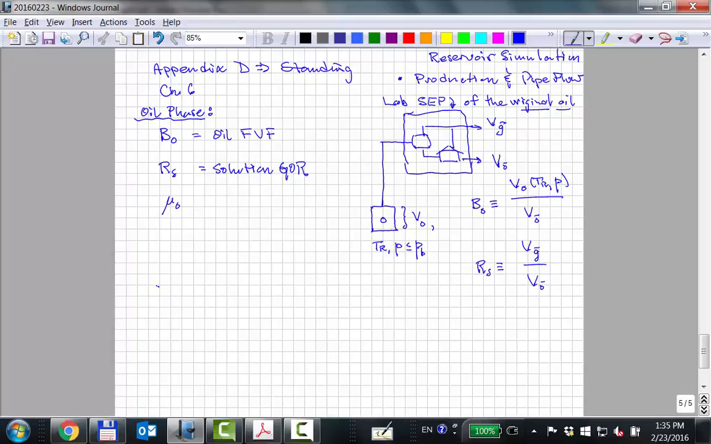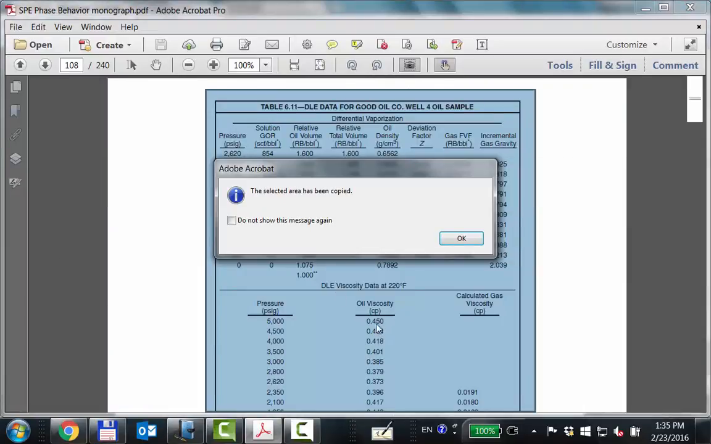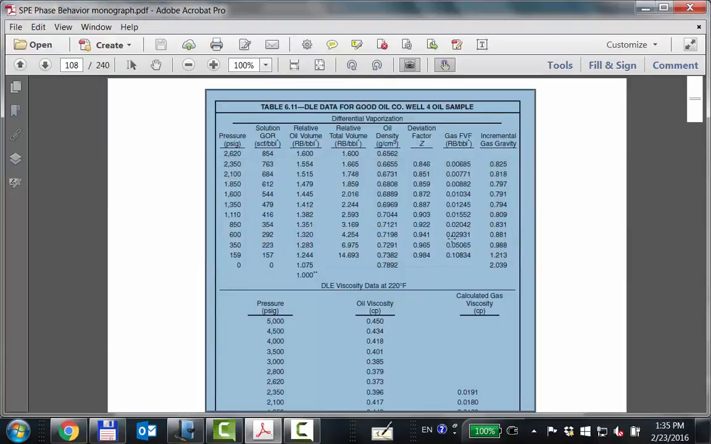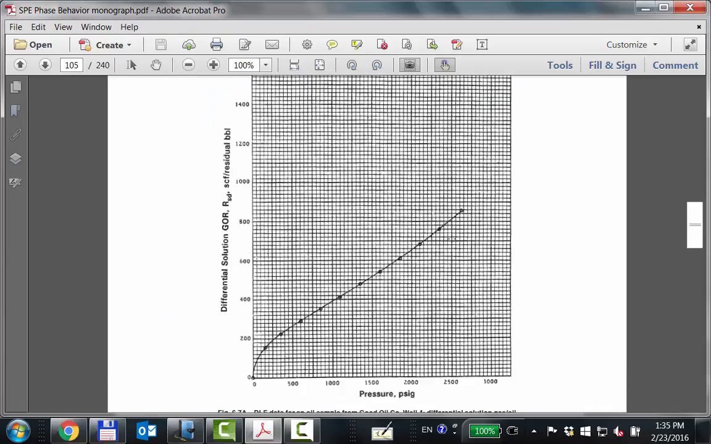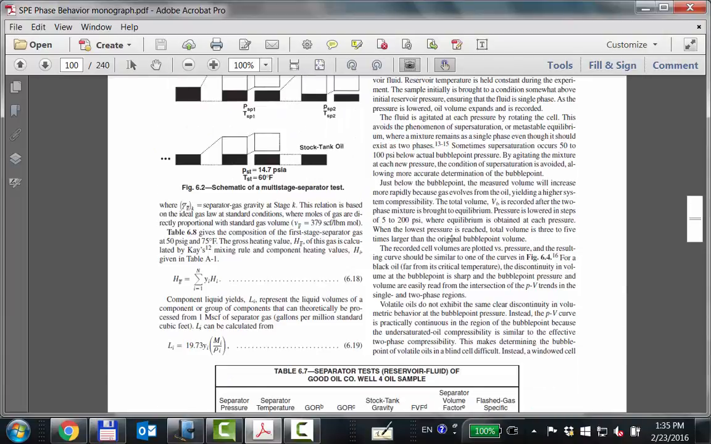So from the SEP test, what we get is what we call BOB and RSB. And I think we can go back to the book. We can look at that table again that we looked at earlier, or last week. This one here.